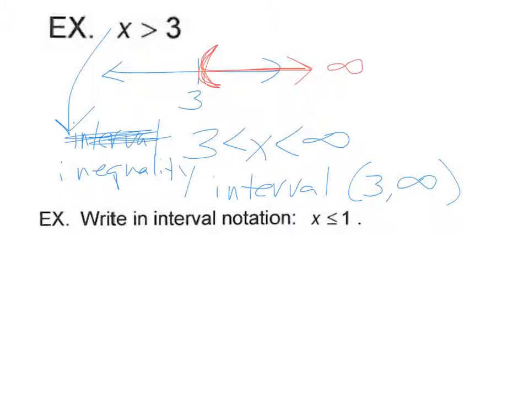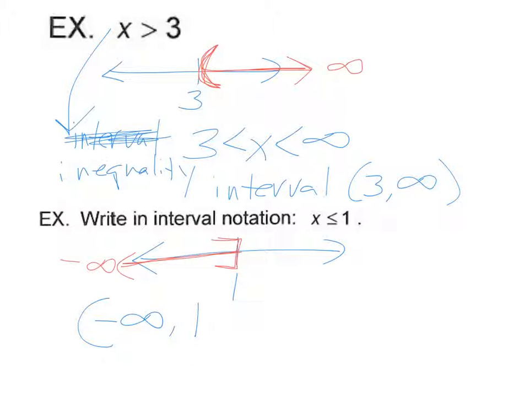The next one only says write in interval notation. You're not asked to draw a number line, but I think it makes it easier if you do draw a number line. So we've got 1. X is less than, so all the numbers less than 1 would go to the left towards negative infinity. And we have the equal to this time, so there's a bracket. And so interval notation, our start is negative infinity, stop is 1, always a parentheses on infinity, and the 1 has a bracket.